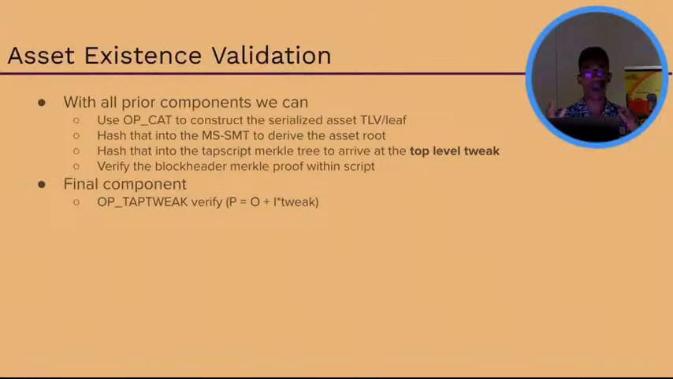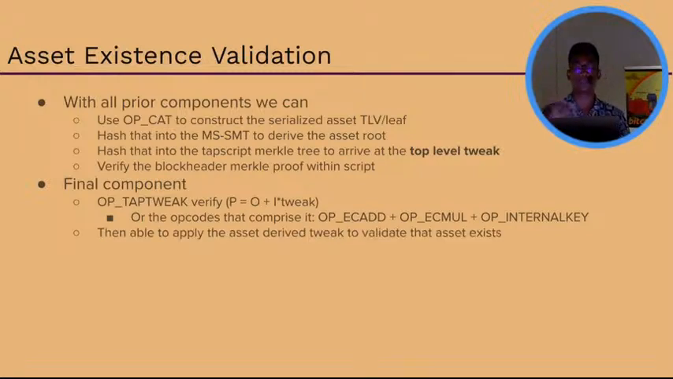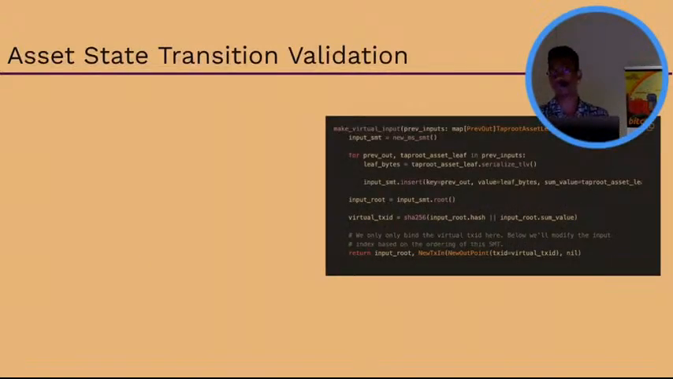We need some sort of opt tweak verify, effectively what something like opt check contract verify, opt CCV, does itself. Because once you have that tweak, you need something like opt EC add, EC mul, and opt internal key to be able to verify the two components. But you need something like that itself, right? Once you're able to verify the other tree, and that has this value, which adds to this particular public key, I verify that something actually exists as an asset within this itself, which is pretty cool.